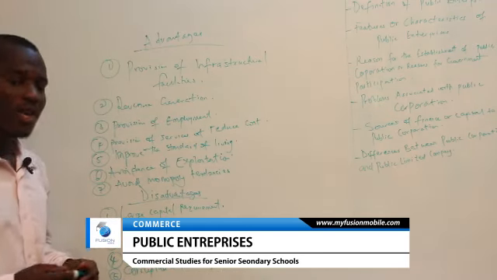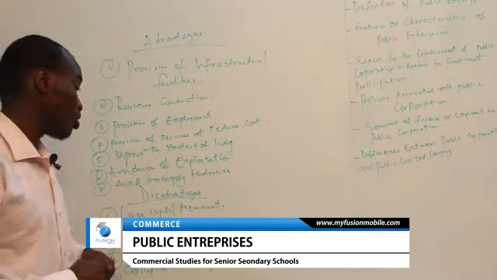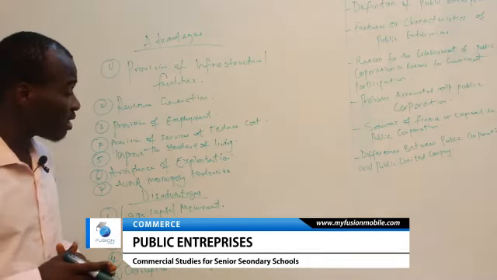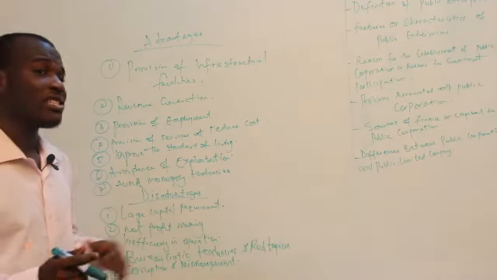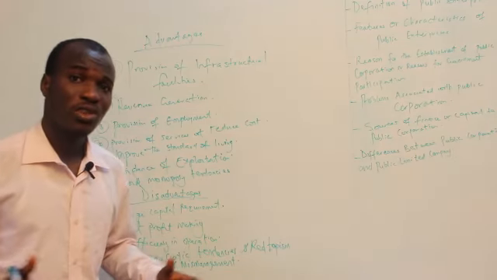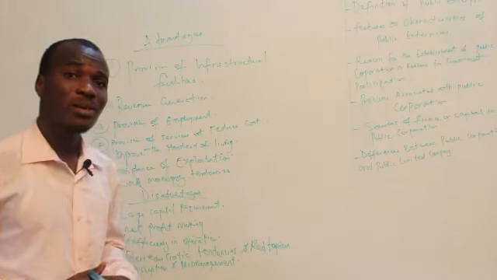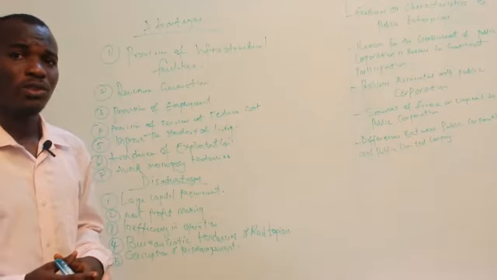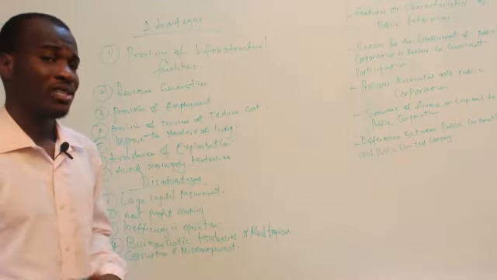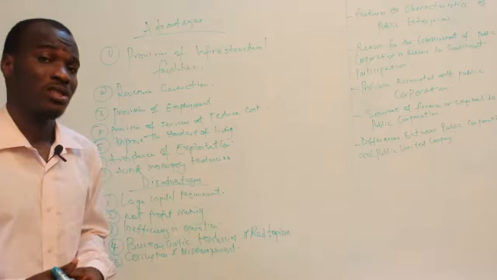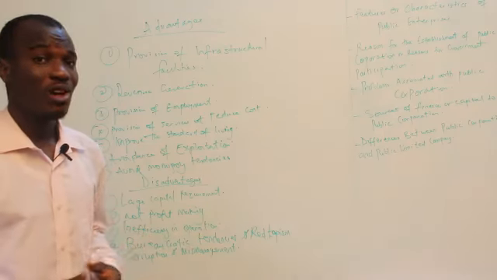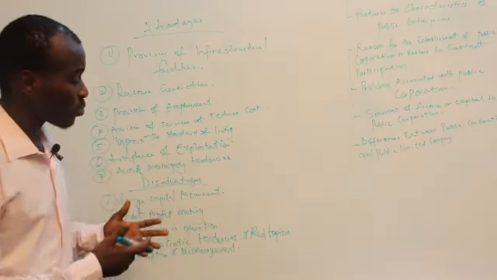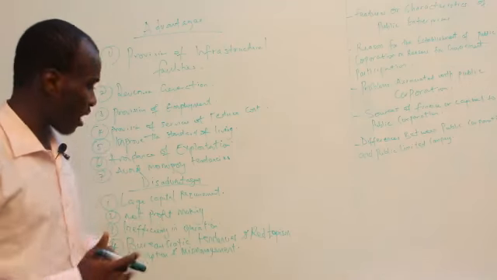So the first thing we have is the large capital requirement. So one major disadvantage of the public enterprises is the result of large capital that is required for its establishment. To establish a public enterprise, a large amount of capital is usually required. It means it's not an enterprise that can easily be established by a single individual or few individuals, so it's a large amount of capital to establish it. That serves as one of the disadvantages of the public enterprise.